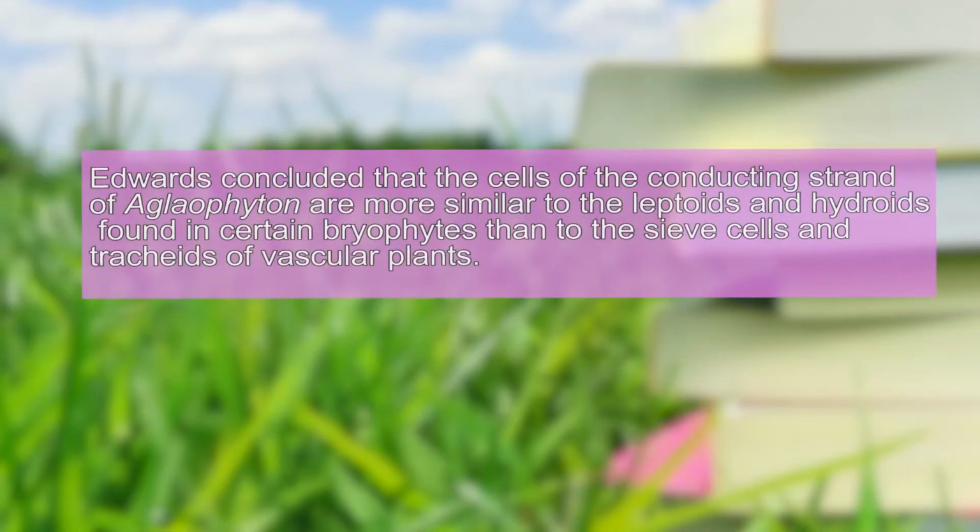In longitudinal section, again, it forms a reticulate patterning on their walls, and this may have appeared due to wall degradation or silica crystallization. Cells in the center of the strand are uniformly thin-walled and more angular in cross section. So, Edwards concluded that the cells of the conducting strand of Aglaophyton are more similar to the leptoids and hydroids cells found in certain bryophytes than to the sieve cells and tracheids of vascular plants.